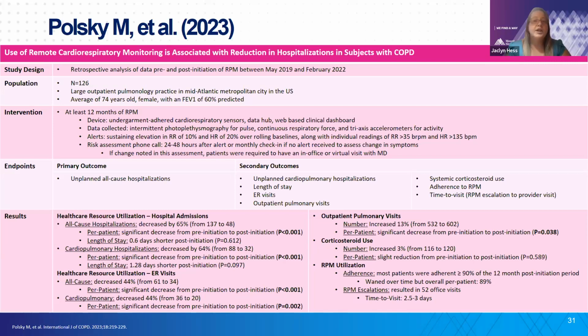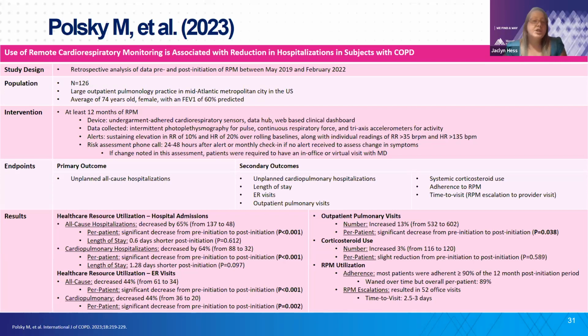And then alerts were generated based on a % change over rolling baselines, along with any individual critical readings. Once an alert was generated, patients would receive a call within 24 to 48 hours to assess symptoms, and if needed, they were scheduled for an in-office visit. Their primary outcome was unplanned all-cause hospitalizations, and then their secondary outcomes were unplanned cardiopulmonary hospitalizations, ED visits, length of stay, outpatient pulmonary visits, steroid use, and then any RPM utilization.